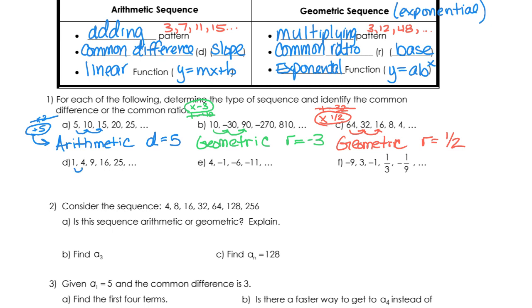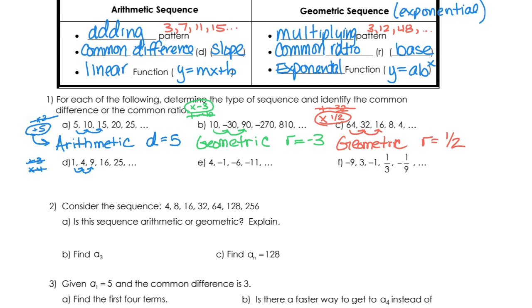1 to 4. I could add 3. Can you multiply? Well, you can multiply something. What if I multiply by 4? 1 times 4 is 4. All right, so I'm either adding 3 or multiplying by 4. To get from 4 to 9, I would have to add 5, not 3. And 4 times 4 would have been 16.